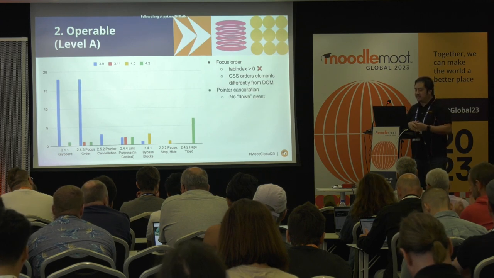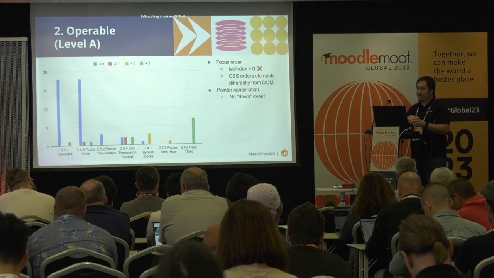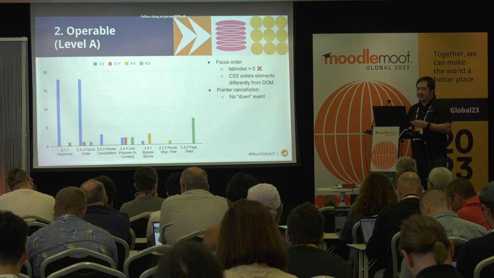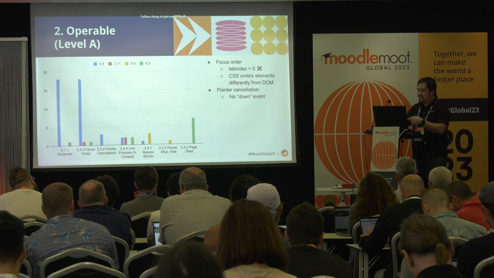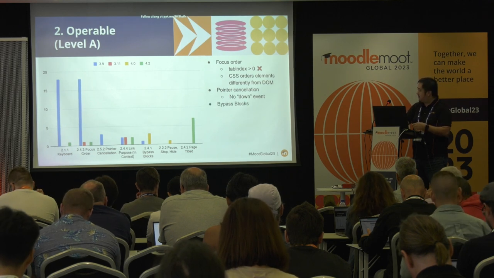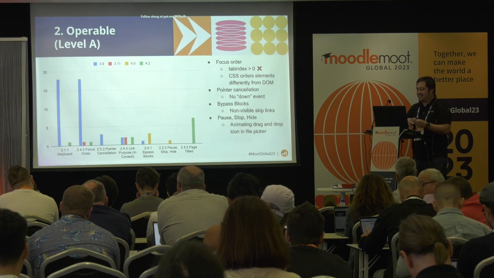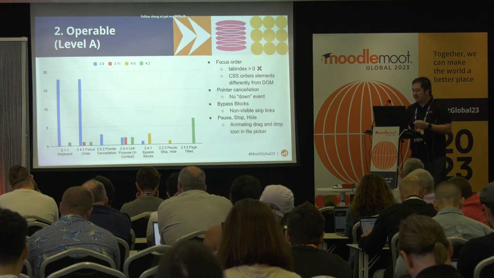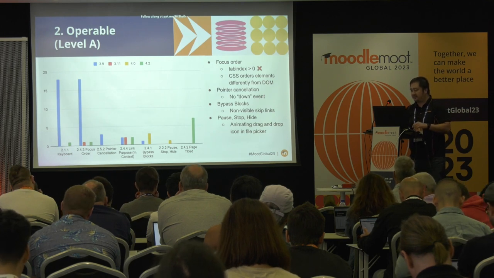Pointer cancellation, basically, it's about key down or mouse down events causing actions, preventing the user from canceling the actions. Bypass blocks, the skip links, a big pop-up hide. This is the animating drag and drop icon in the file picker. We had to replace this with a fixed one.